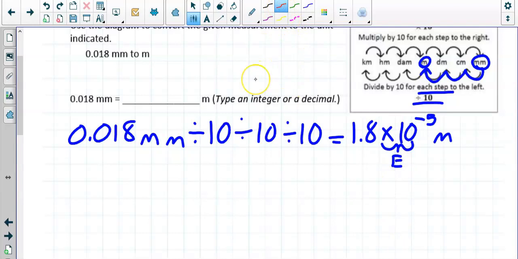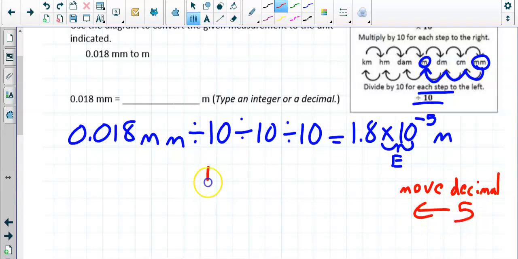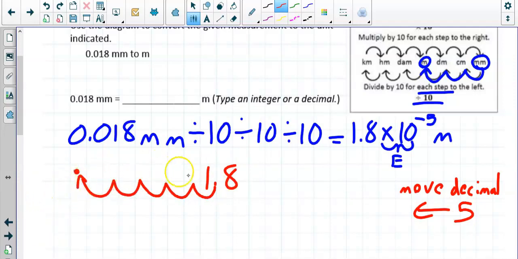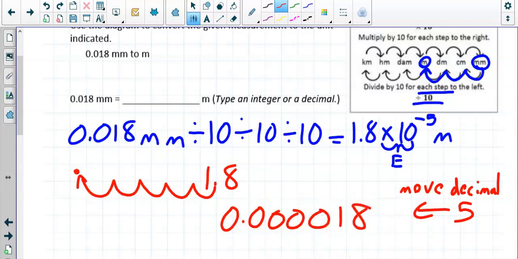But in the test, it's not going to want that. It doesn't want scientific notation. It wants the decimal. So all this means right here is because the power is negative, that means move the decimal to the left 5 times. So if I have 1.8, go 1, 2, 3, 4, 5. That's where the decimal is. All these extra blanks in here are all zeros. So the real answer that they want is 0.000018 meters. That's what they're looking for.